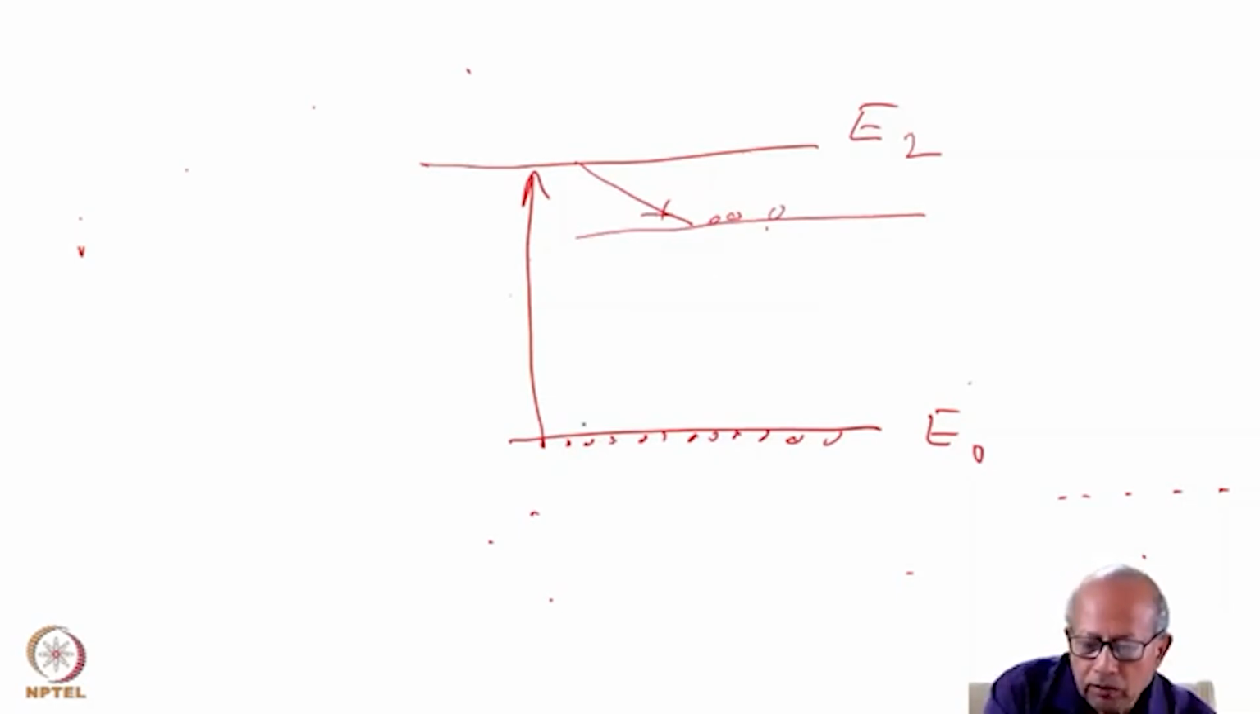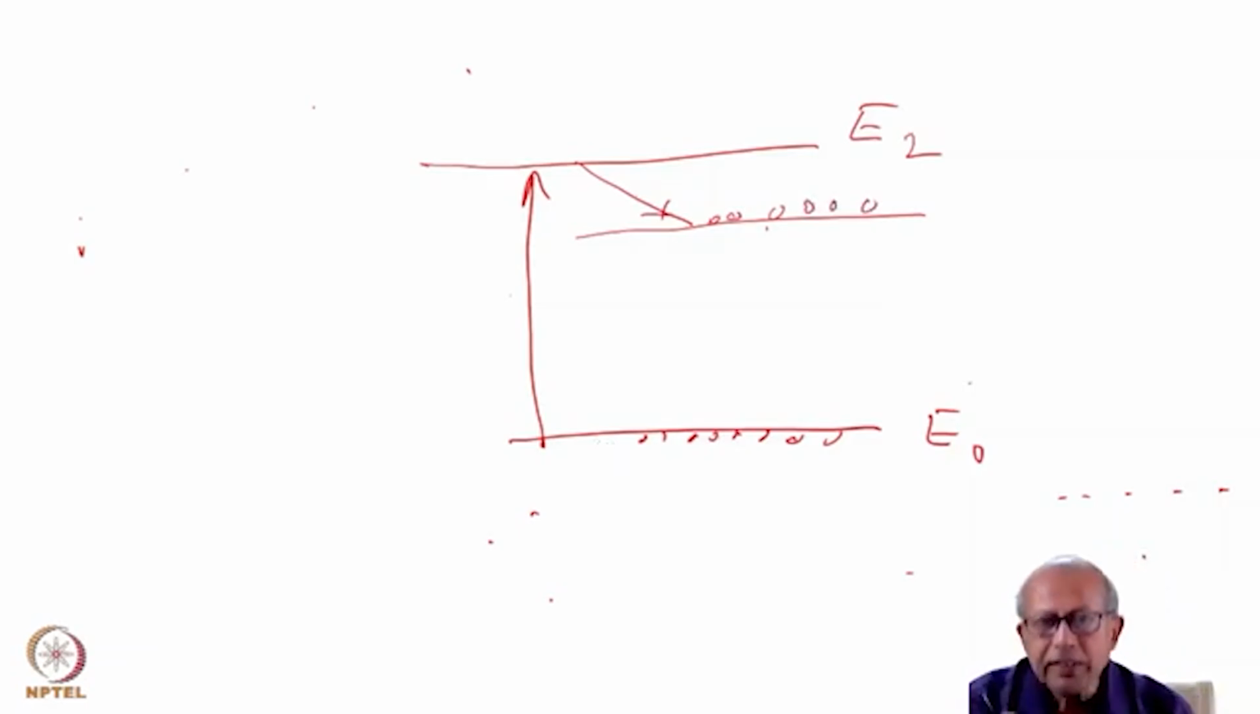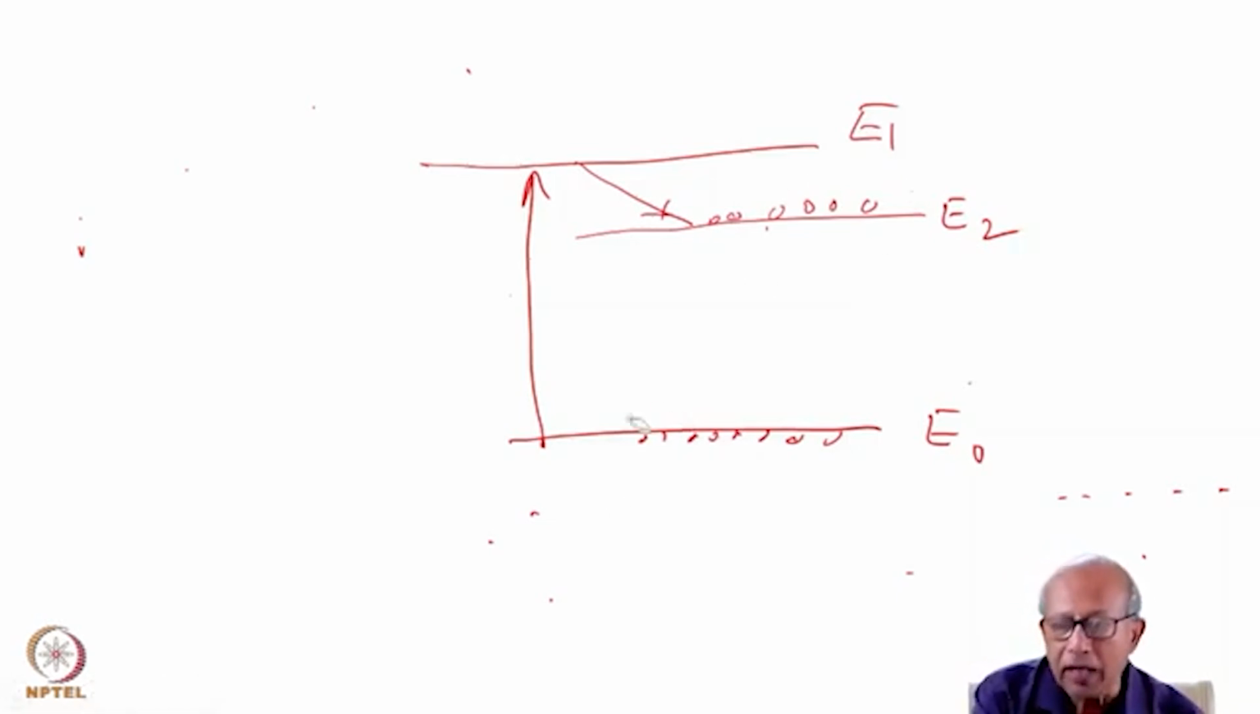So as we begin pumping, the population from here starts getting transferred to the upper level. And lasing would begin only when there exists a population inversion. That is, the upper lasing level, the population here exceeds that in the lower lasing level, which is also the source level. That means the entire population initially resides in this level.